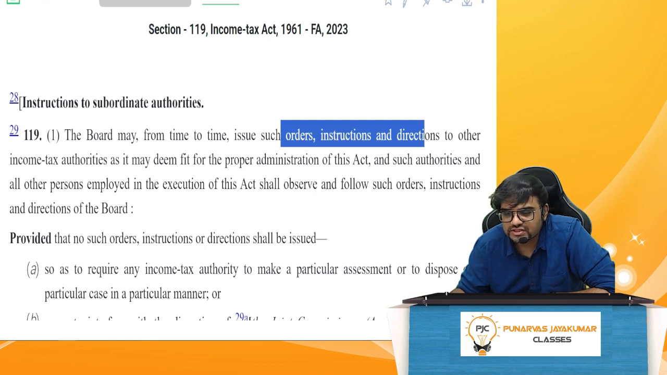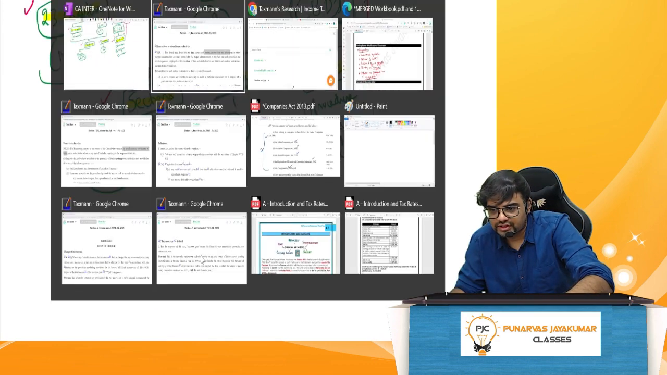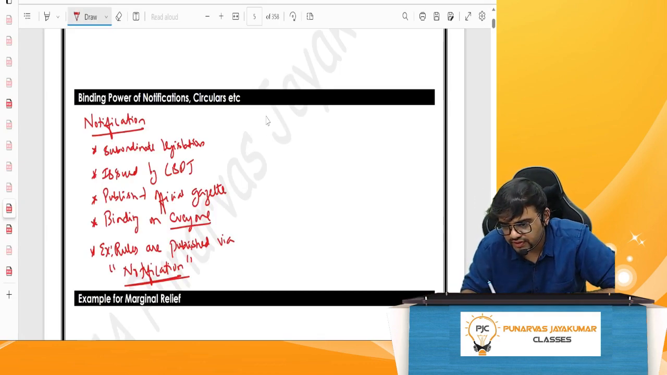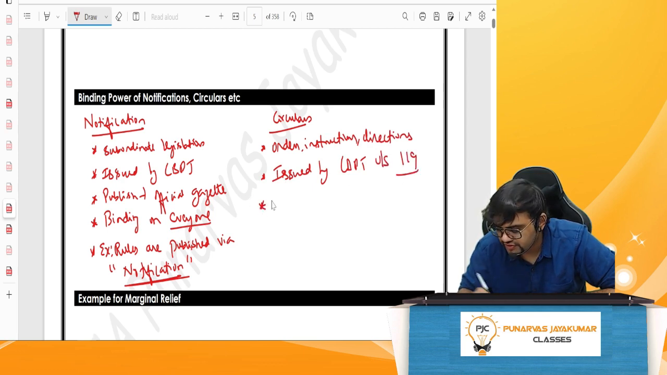So circulars are issued under, write down here, which section? Circulars are orders, instructions, directions issued by CBDT under section 119. Section number only for your reference. Under section 119.